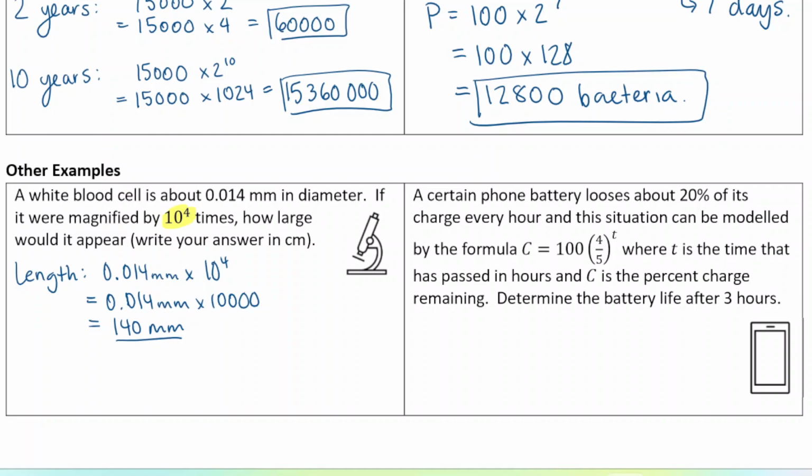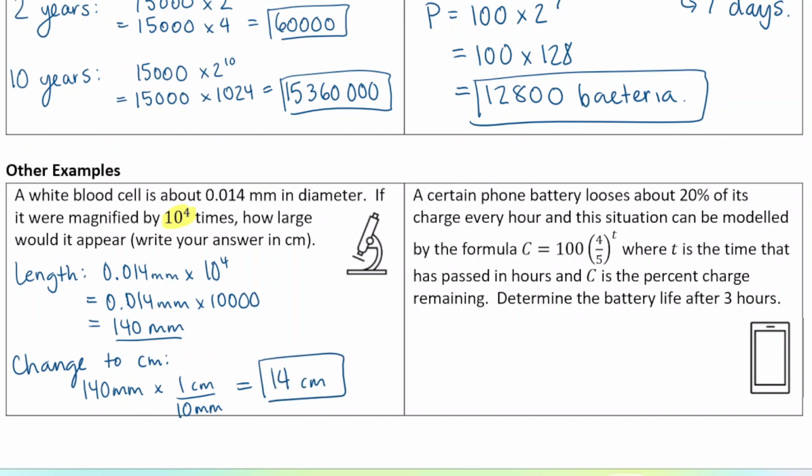Okay, change to centimeters now, because that's what the question asks. So again, a good connection to the scale diagram unit. So 140 millimeters, and there's 1 centimeter for every 10 millimeters. So you can divide this by 10 and you get 14 centimeters. So that's really large. So the white blood cell is going to look like it's 14 centimeters in diameter.